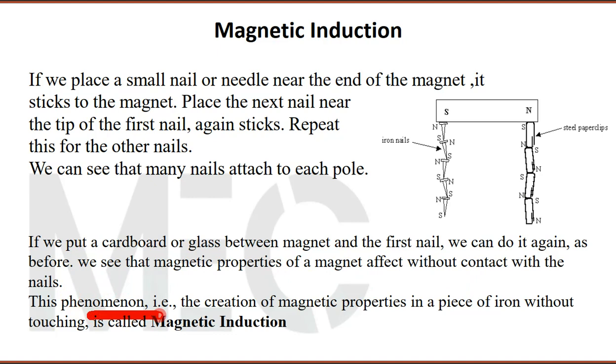This phenomenon, that means creation of a magnetic property in a piece of iron without touching, is called magnetic induction. So magnetic induction is when a magnet makes another magnet, or another piece of iron, like a magnet without touching. Without contact, it induces magnetic property in a piece of iron.